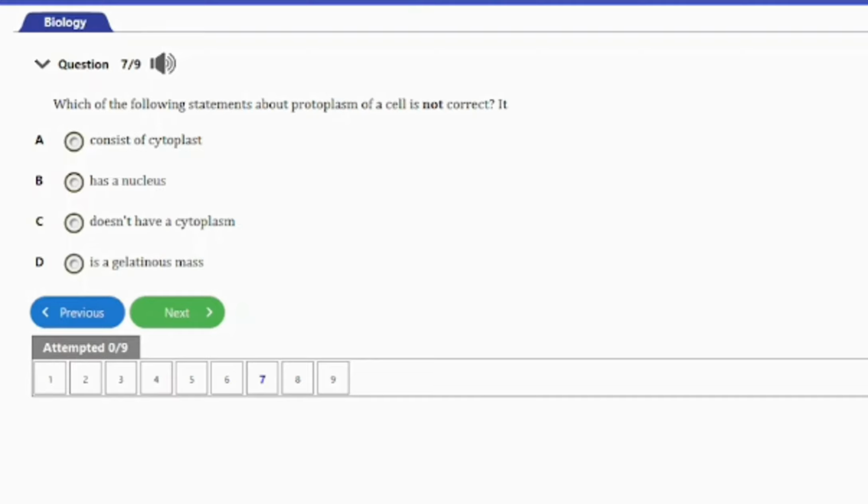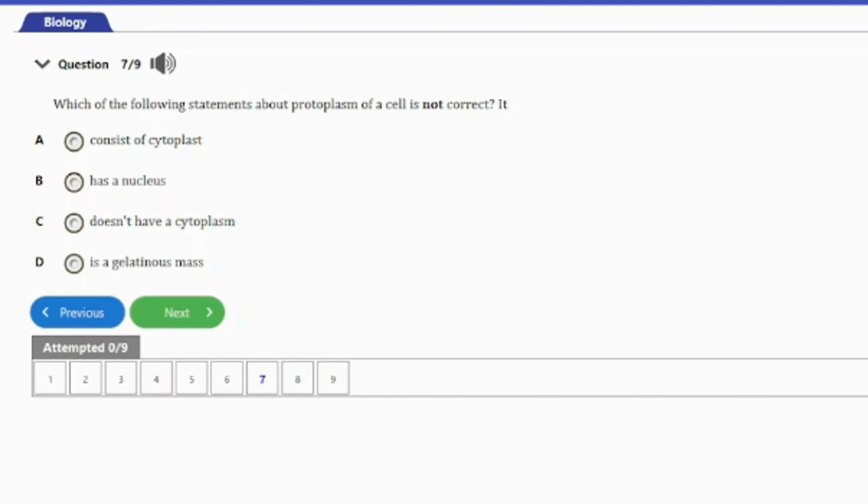That's question number 7 here. It says, which of the following statements about protoplasm of a cell is not correct? It's A. Consists of cytoplasm. B. Has a nucleus. C. Doesn't have a cytoplasm. D. Is a gelatinous mass. So guys, the answer to this question is option C.